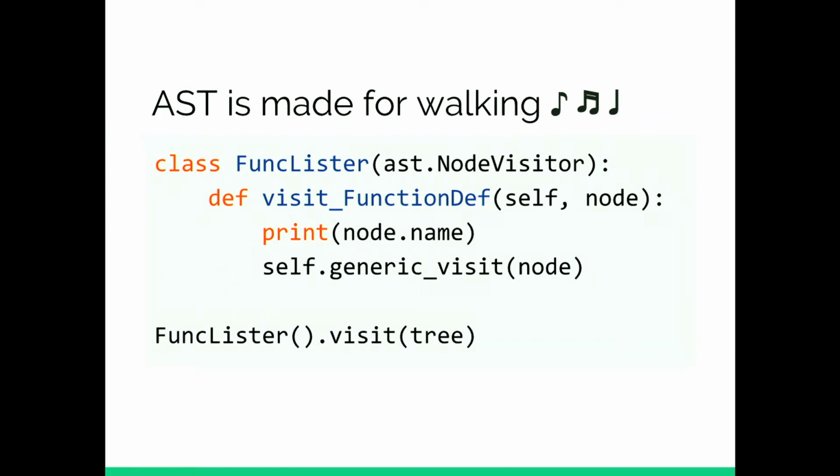So you have this abstraction called node visitor that comes with the ast module, and you can define a node visitor class, and you define the types of nodes you want to visit. For example, here we want to visit all functions and print their names, and then keep visiting. So we call generic visit, and then we call visit over the instance of the class, and we'll visit all the functions of the code.